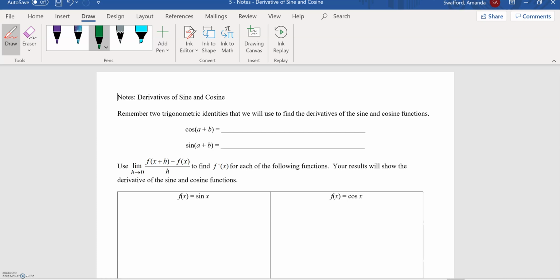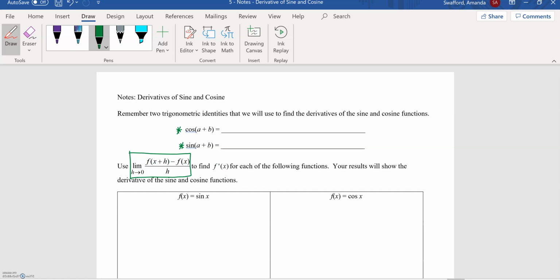And to discover the derivatives of sine and cosine, I am going to go over the limit definition again. We're going to take these functions and find the derivative through the limit definition of the derivative. And to do that, some of the simplifying is going to require some identities. So before we go into finding the derivatives, let's recall two trigonometric identities from pre-calculus.